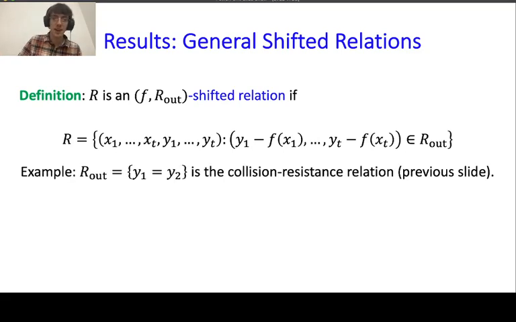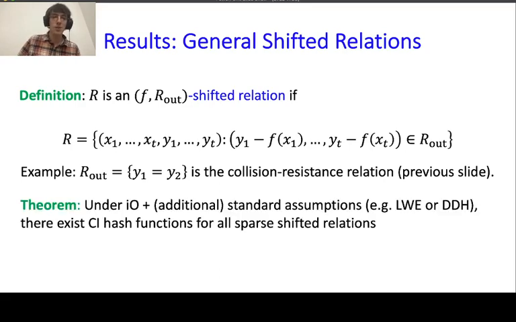Just as an example, you can take R sub out to be like the collision resistance relation, and that's an example of something already from the previous slide. It's some linear function on these yi's minus f of xi's. That's just an example, but in general, you can let R sub out be an arbitrary sparse output relation, and you'll get something interesting here. And assuming I/O and some mild additional assumptions, then we can build correlation intractable hash functions for all of these relations.